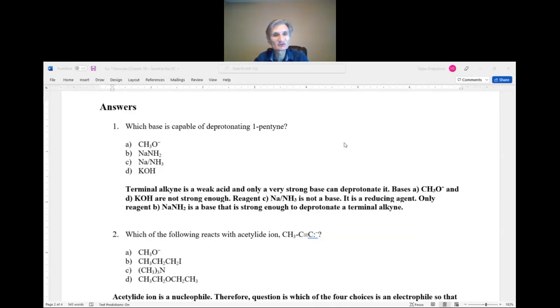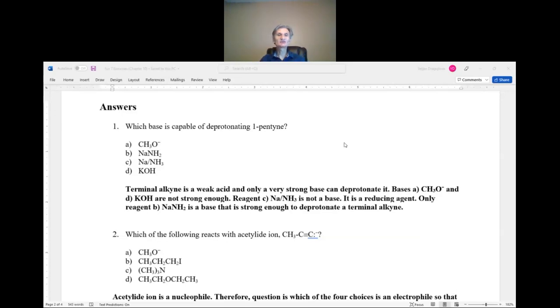So questions as usual, it's the usual format, and I actually posted this PDF already while you were doing the exam. The first page or first couple of pages are questions and then answers, and these answers repeat the question in full, so that way I can cover them right now. So first one, which base is capable of deprotonating one pentyne?